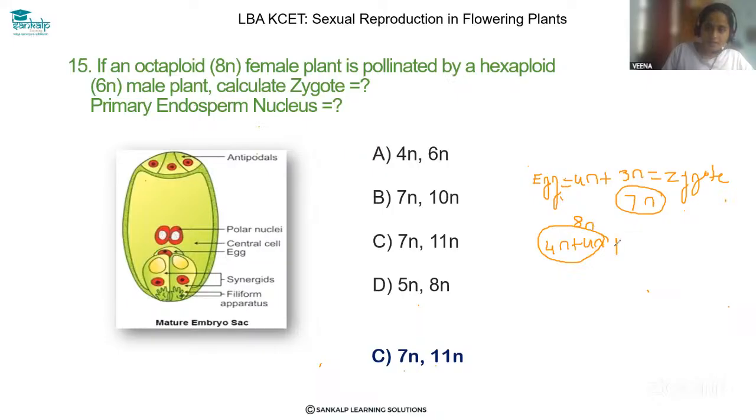Plus another male nucleus, which will be 3n. So total 8, 9, 10, 11. So here it is the PEN, primary endosperm nucleus. So the correct answer is option C, 7n and 11n.